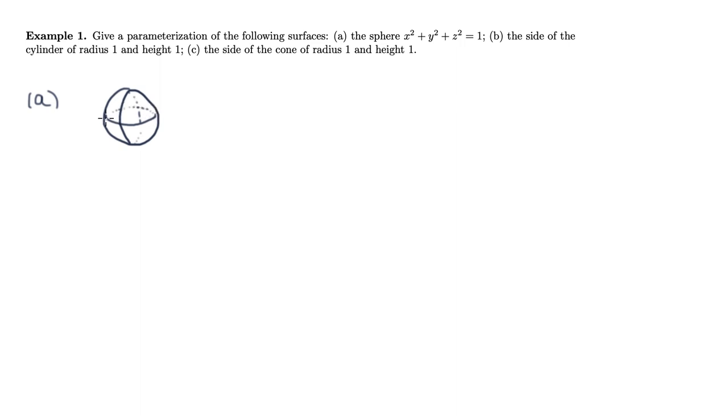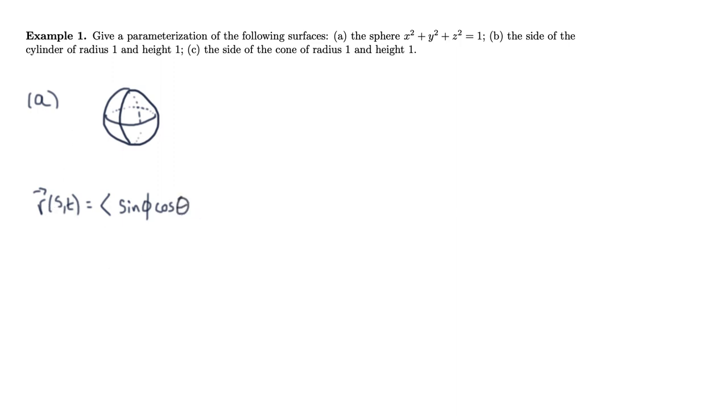in terms of the angles. So the angle phi and the angle theta. So for the sphere, what we can do is we can actually just use spherical coordinates. And now this is a sphere of radius 1. So that's just going to make rho equal 1. But what is x in spherical coordinates? Well, it's rho, which is 1, times sine of phi, and then cosine of theta.